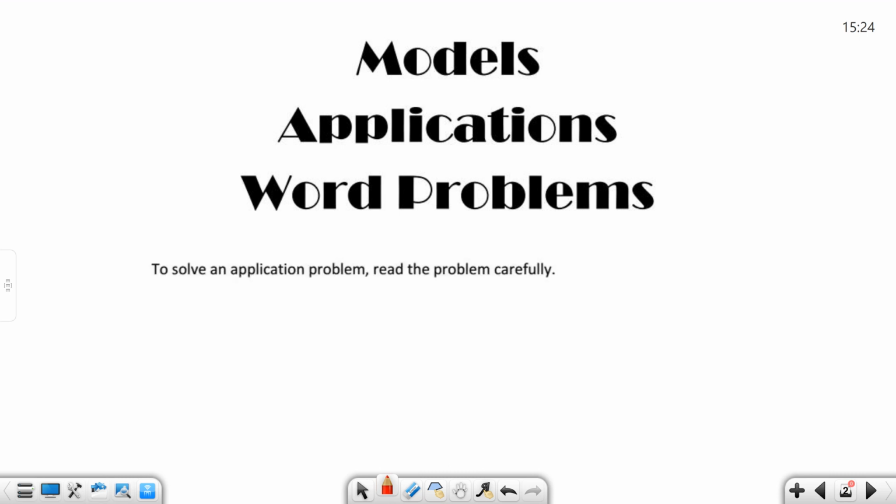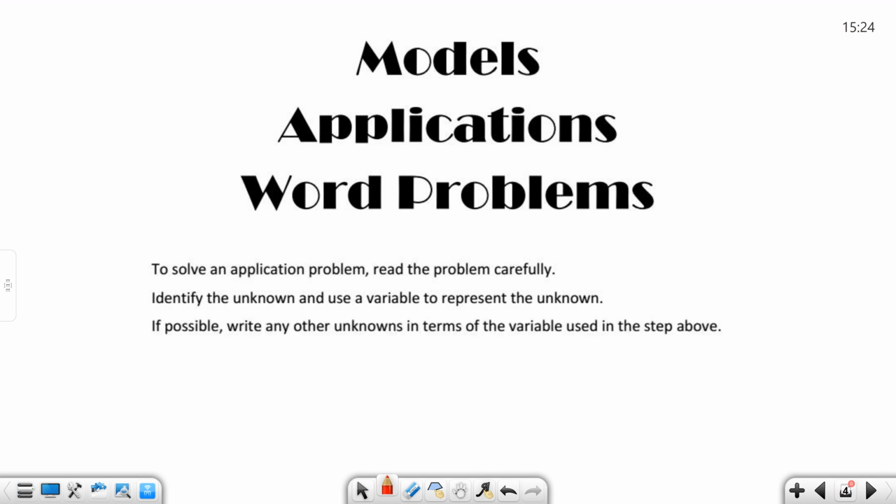To solve an application problem, first thing you do is read the problem carefully, and many books tell you to read it several times, okay? You just got to figure out what you're doing. Identify the unknown and use a variable to represent that unknown. Many times you use X, but I like to play around and use other letters that make sense. Like if I'm talking about hours, I might use H or T for time.